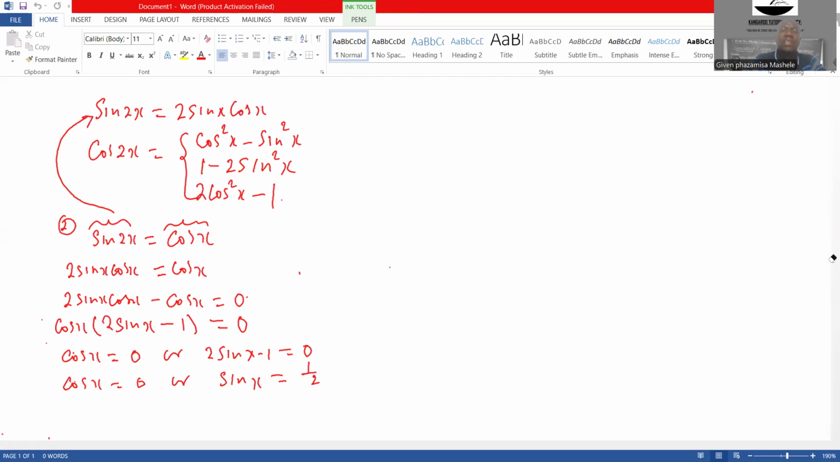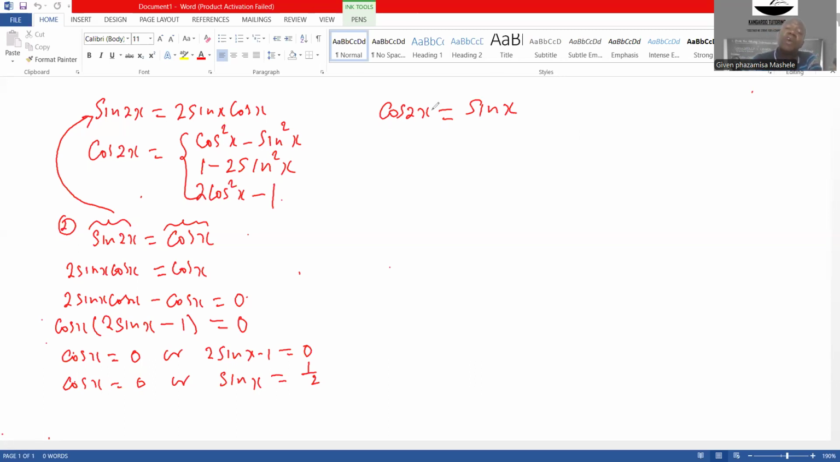For example, let's say now we're given cos 2x equals sine x. Cos 2x equals sine x. Then you are asked to determine the general solution.